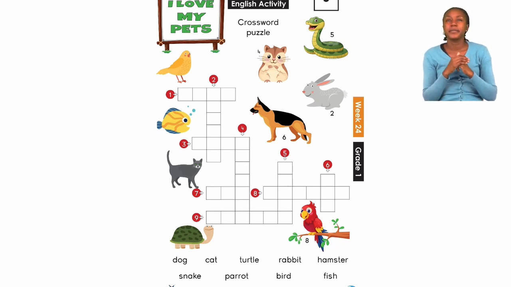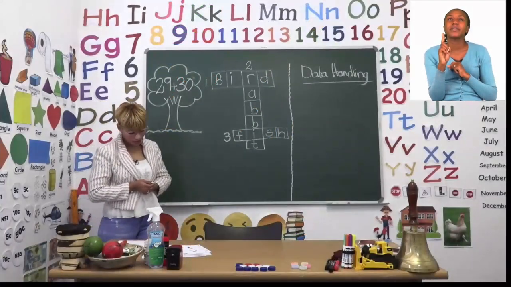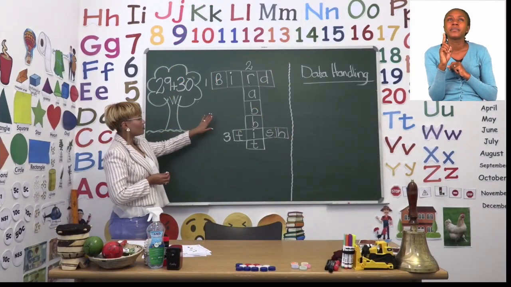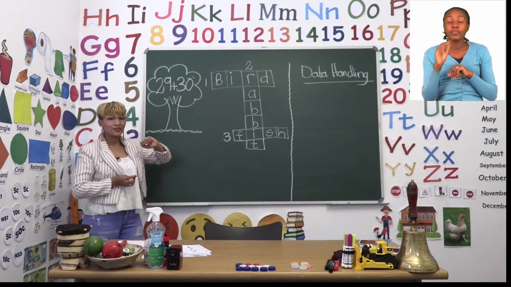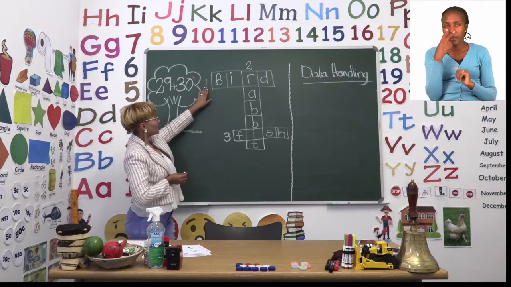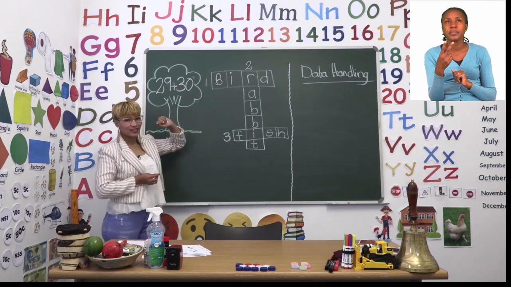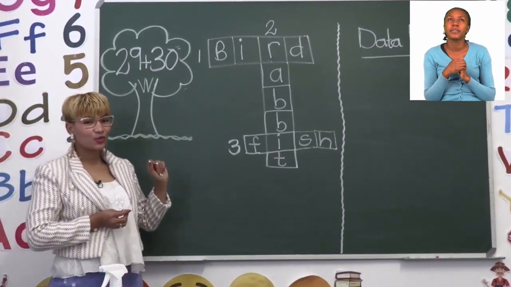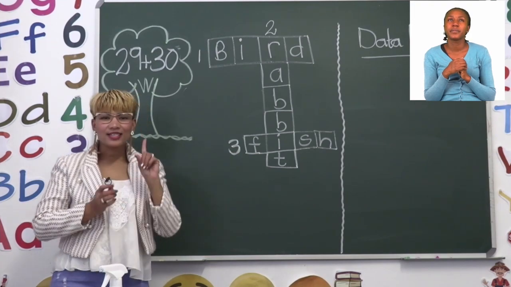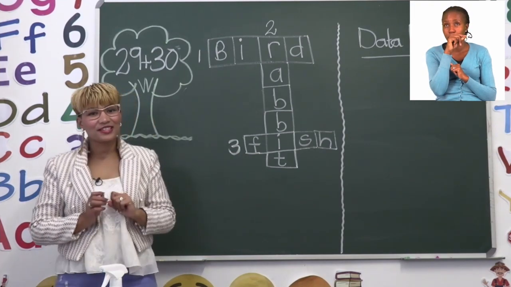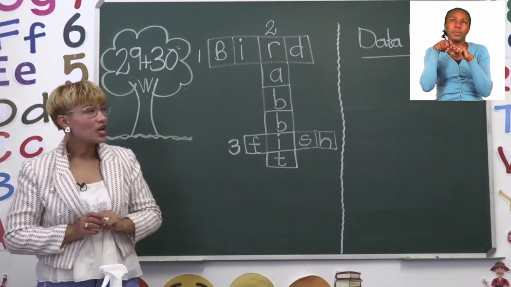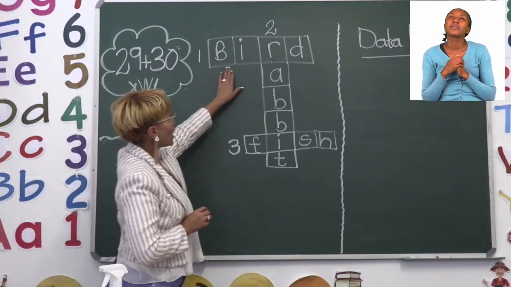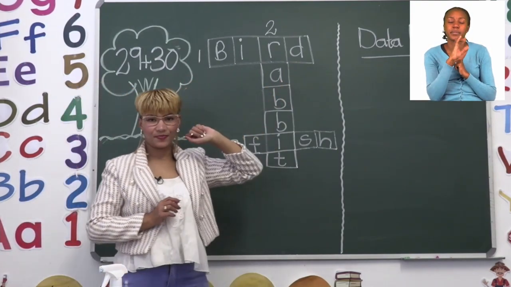Now let's start with number 1. Number 1, I also put on the board, so you will now be able to see the number 1 animal is a bird, because on the page you will also see that the bird is sitting right there on top of the number 1. So number 1 will be a bird.